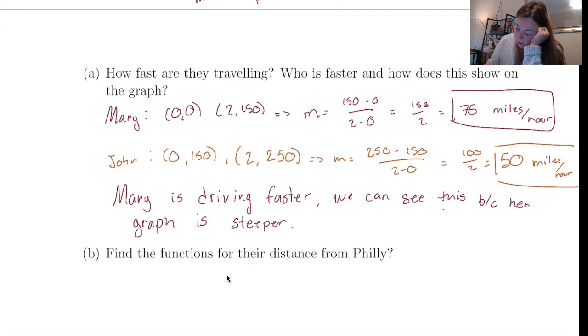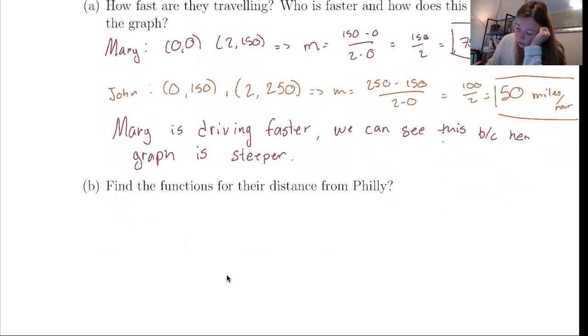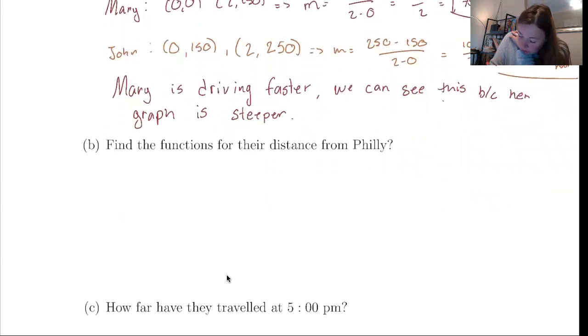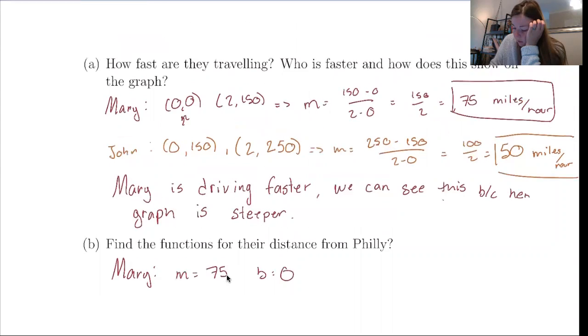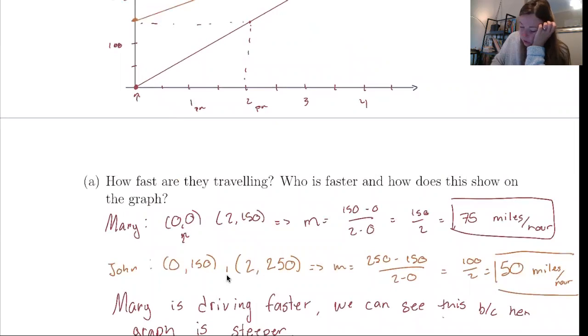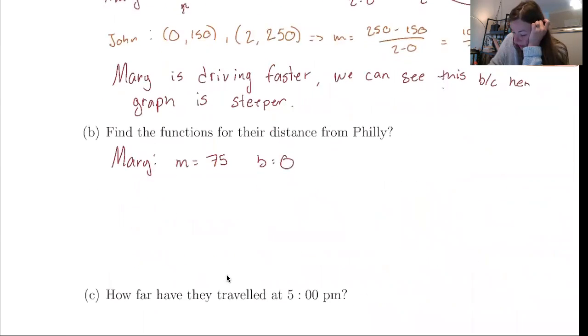All right. So find the functions for their distance in Philly. We actually don't even look at the graph anymore, because for Mary's, we've already found her slope, 75. And what was her initial condition? It's 0. It's when x equals 0, it's the output for that. And we can see that right here, she started at 0. So that means that Mary's function would be 75x.